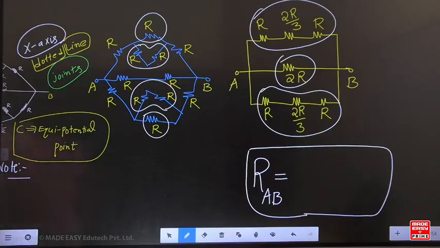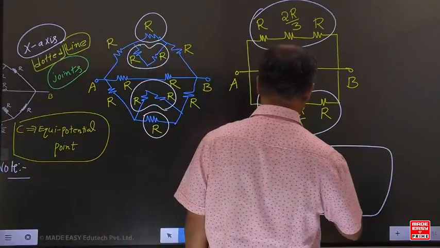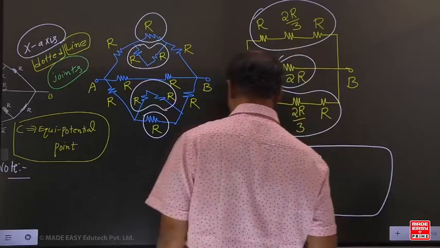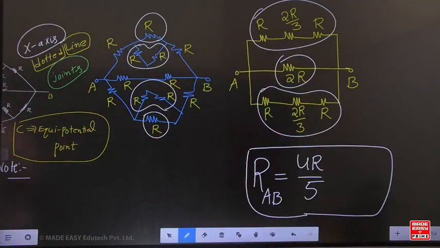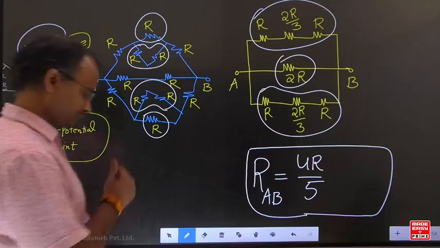Okay, very good. Many students are saying 4R by 5. Is it correct? Many students are saying 4R by 5. Very good.